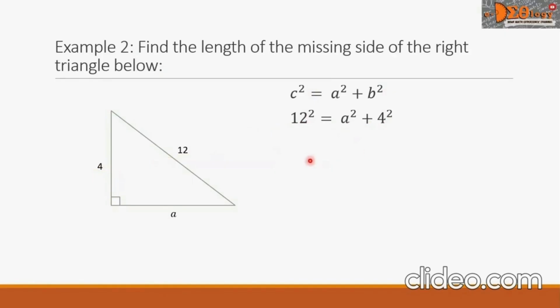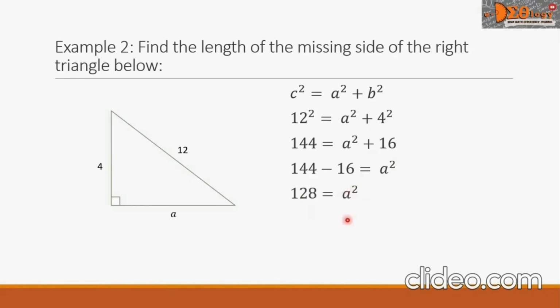Then we will simplify further. 12 square is 144 equals a square plus 4 square is 16. We want this a square to be isolated. The positive 16 we will transpose on the left side. We will not forget that the sign must be changed. So the positive 16 becomes negative 16 on the left side. So here now is 144 minus 16 equals a square. Simplifying this, we have 128 equals a square.